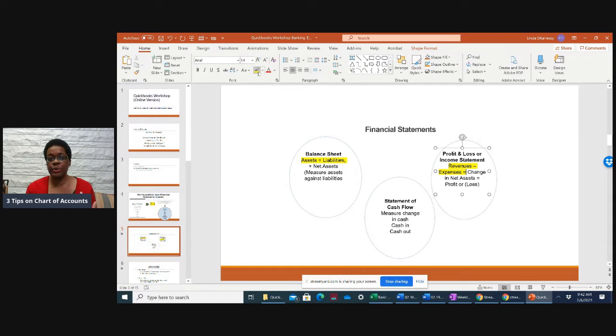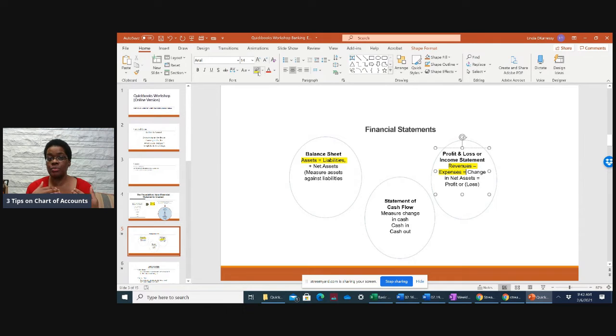I suggest when you're creating your chart of accounts, or if you already have one, you want to have multiple revenue accounts if you produce more than one product or provide more than one service. Why? Because this will tell you where your revenue is coming from. If you lump everything together in the revenue account, you won't know if it's product A, product B, or product C. So once again, have multiple revenue accounts.